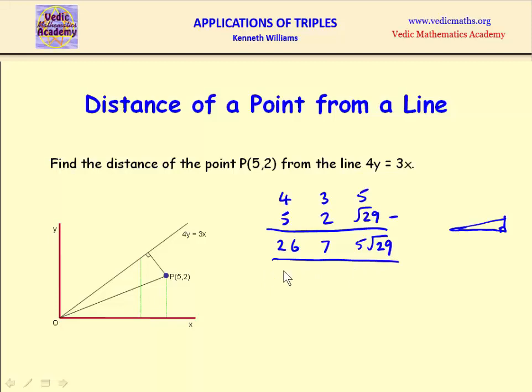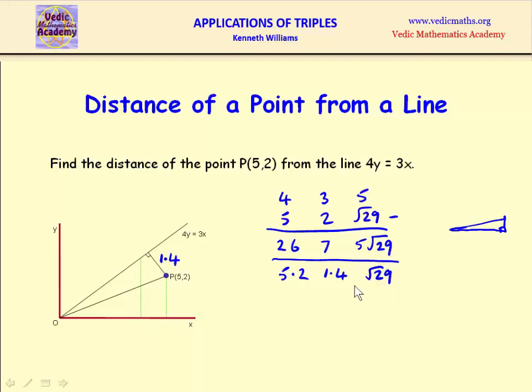If we divide it through by 5, we get 5.2, 1.4, root 29. So we've got the right hypotenuse, and therefore that triangle must exactly fit in that triangle there. And in fact, all we want is the height of the triangle, which is given by the middle element there. So the answer is actually 1.4. That distance is 1.4.